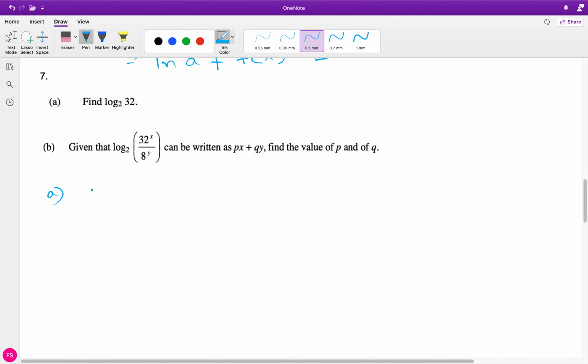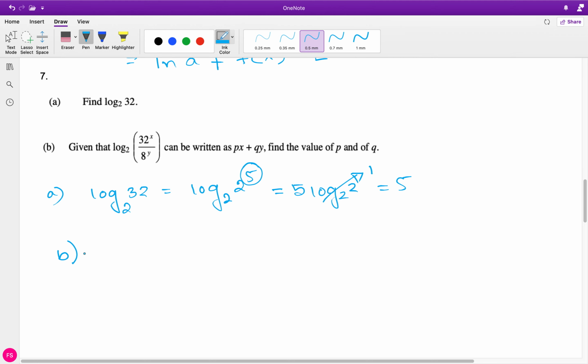You just need to evaluate log of 32 to a base of 2. We know that 32 equals 2 to the power of 5. Whenever you have a power, you can move it to the front. This will give you 5 log 2 to a base of 2. Log of a number in the same base will give you 1. So this just equals 5.